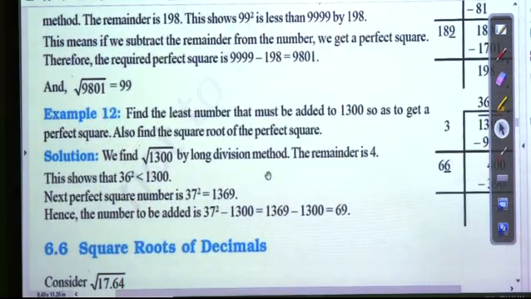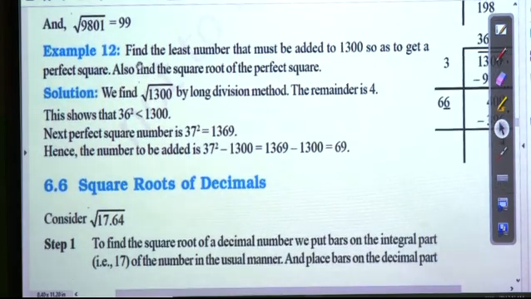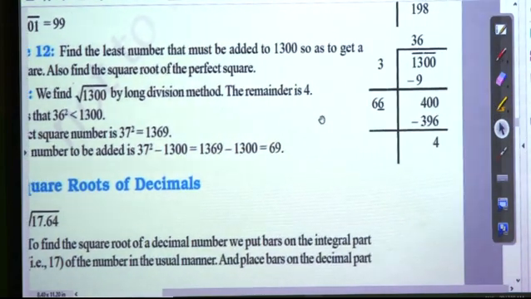But in example 12, try to understand what they are saying. Find the least number that must be added to 1300 so as to get a perfect square. Also find the square root of the perfect square. So, we find the square root of 1300 by the long division method.